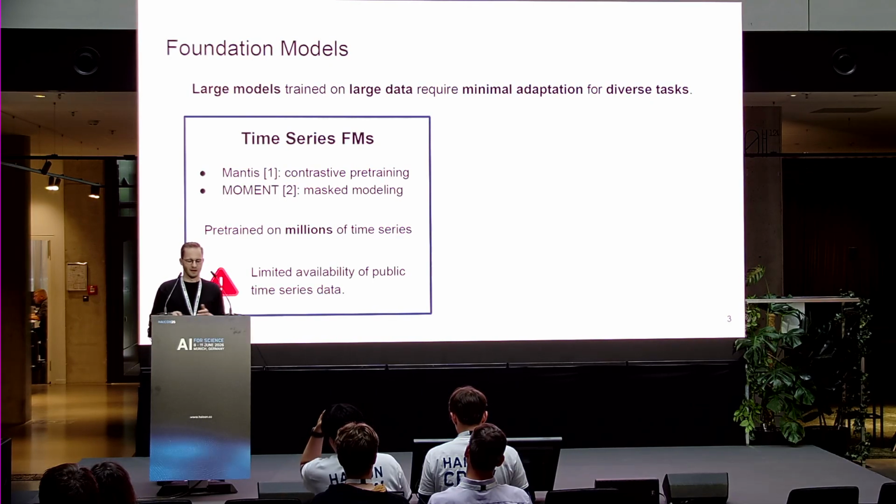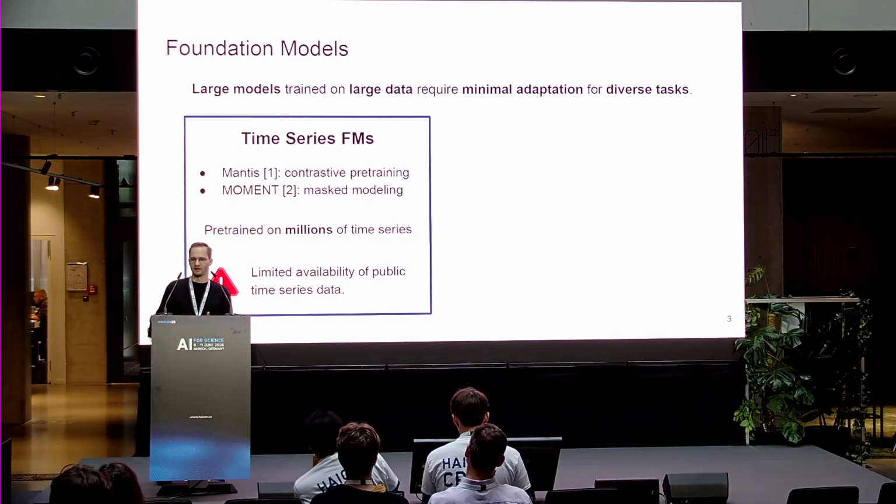There are two prominent examples here. The first one is Mantis. It is pre-trained contrastively. So that actually means that the model learns to output similar representations for similar time series and dissimilar representations for very different time series. And another approach of pre-training is mask modeling, where parts of the time series are masked out, and the model is then trained to predict this masked part given the unmasked part. So it's a pre-training task where the model has to acquire some general knowledge about time series.